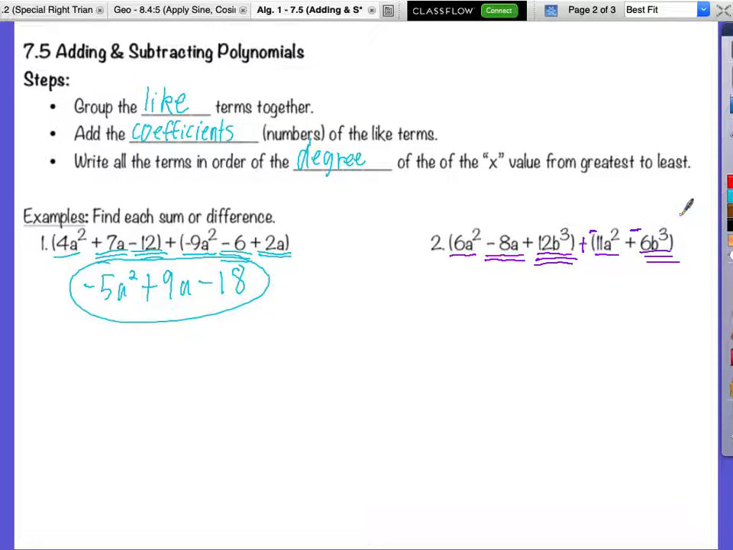So now we look and we say, okay, what has 1 underline with it that we need to start with? 6a squared and what else? Good catch there, Jackie. Negative 11a squared. So Rowan, what would be 6a squared plus negative 11a squared? Negative 5a squared.